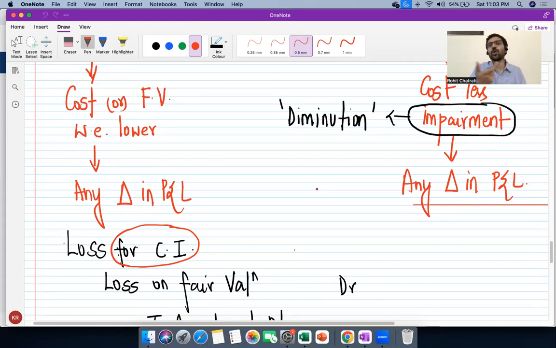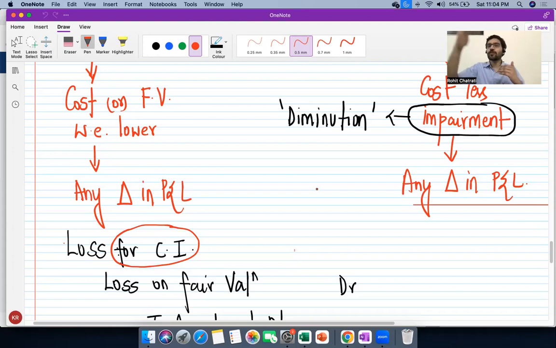Abroad, it is called OTTI. All right. In India, we do not refer to it as OTTI. OTTI stands for other than temporary impairment. In India, we call it any other than temporary decline in the value of investment.